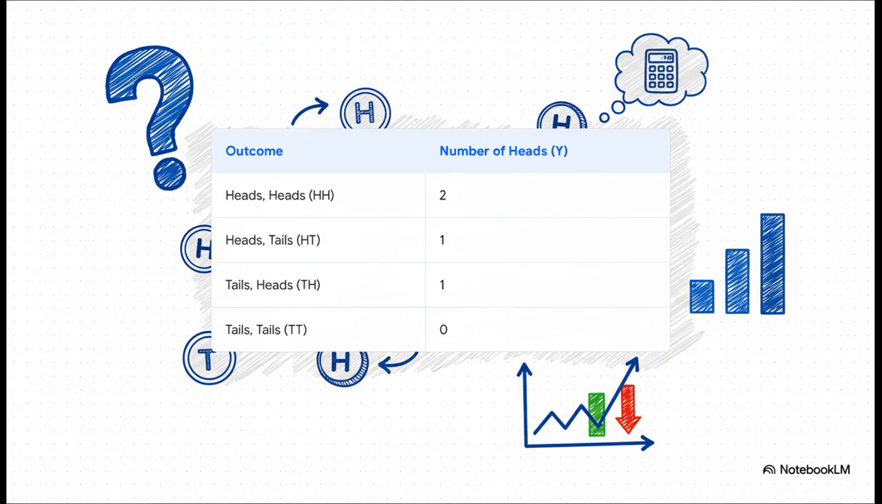If we toss 2 coins, our experiment has 4 possible outcomes, right? Our random variable y is defined as the number of heads. So if we get 2 heads, y equals 2. If we get 1 head and 1 tail, y equals 1. No heads? Well, y is 0. And just like that, we've translated the physical outcomes into a simple, clean set of numbers, 2, 1, and 0.